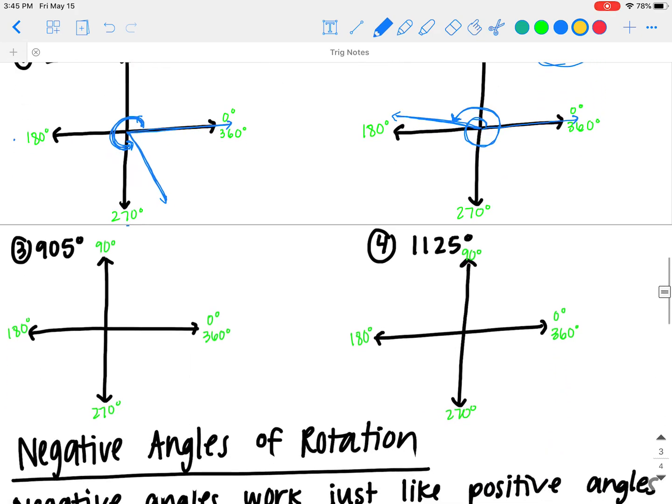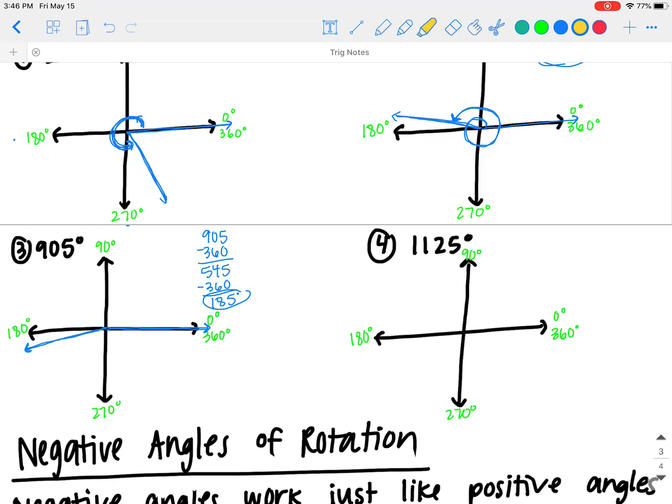Okay, so if we have 905, that's definitely bigger than 360, so we have to subtract until we get a number that we can use. So 905 minus 360 is 545, which is smaller, but is still not in between 0 and 360. So we have to subtract 360 again. Minus 360 more, we get 185. This is a reasonable angle because that's between 0 and 360. So my starting side of my angle is the initial side. It always starts right here. And then the terminal side is 185, just barely past 180 degrees. It doesn't have to be perfect, but it does have to make sense.